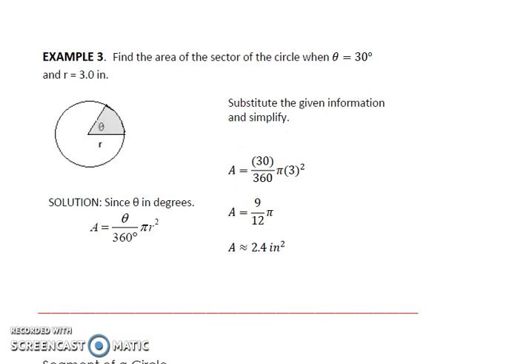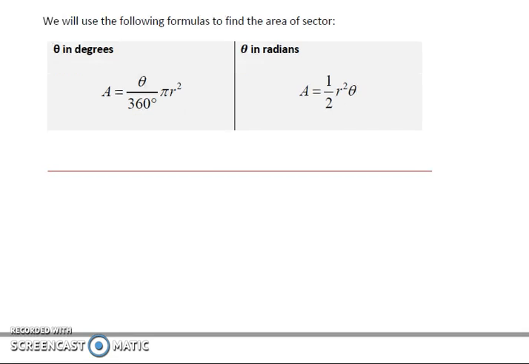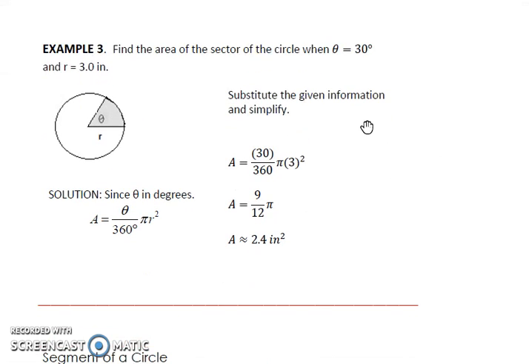Here's an example. Example 3. Find the area of the sector of the circle when the angle theta equals 30 degrees and the radius is 3 inches. In this case, the angle is given in degrees, so we'll use the formula for finding the area when the angle is given in degrees. So that's this formula here. We're going to plug the radius in here for r, and then we'll just have to simplify to find the area. So here is showing putting that radius in for r here.